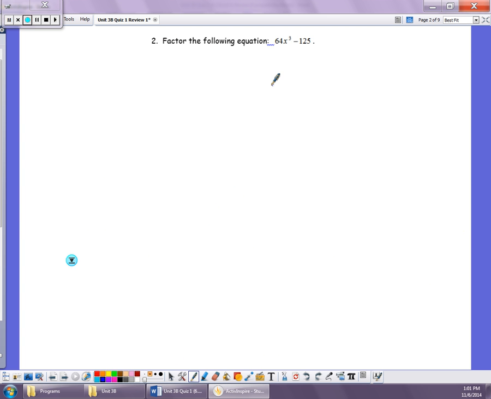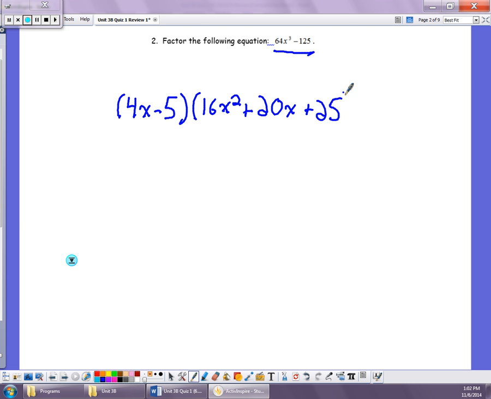For 2, it wants us to factor. Right away, we should recognize this is a difference of cubes. 64 is 4 cubed, x cubed is x, and 125 is 5 cubed. So using the formula, I get 4x minus 5. And then I want to do a squared. I have to be careful to square the entire a value, which is 16x squared, plus ab. Don't worry about your signs, just follow the formula. So plus 20x plus b squared is 25. And this is not going to be able to become any simpler. So that is just your answer. You can't simplify any further.